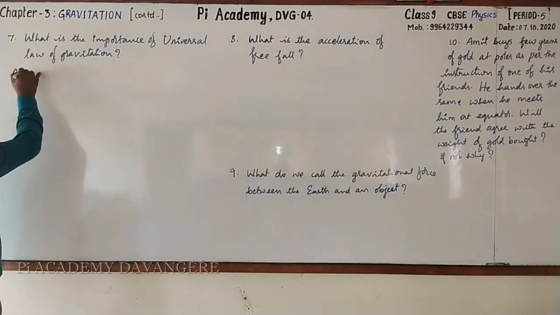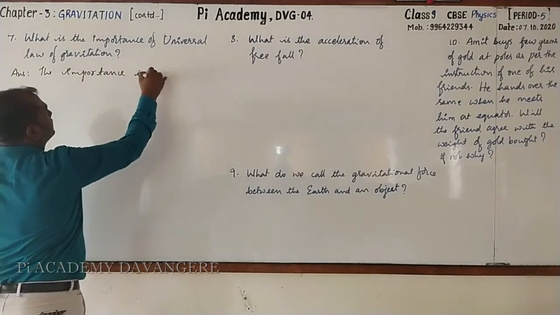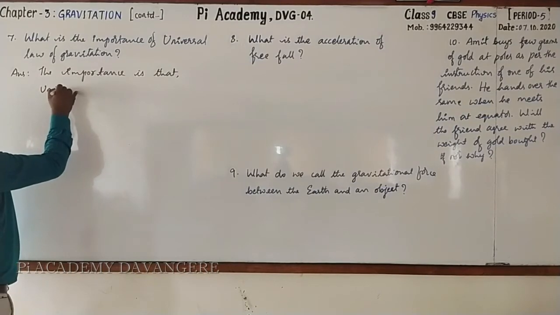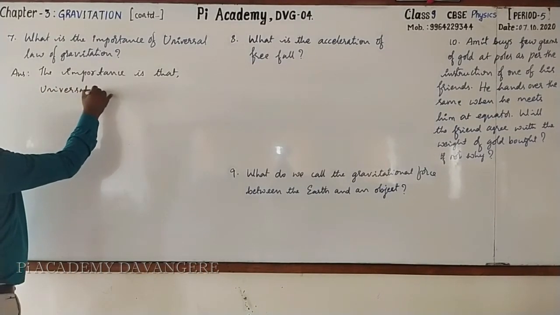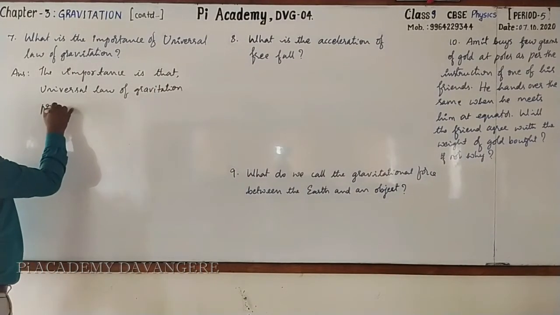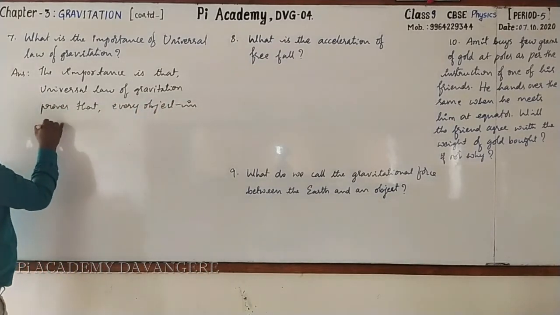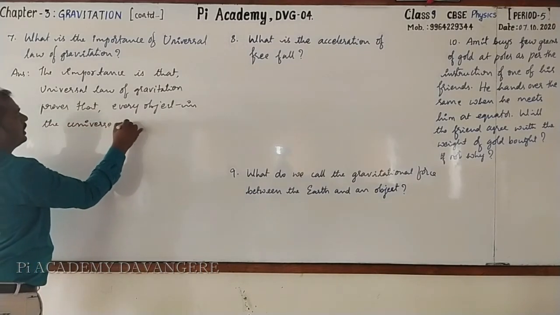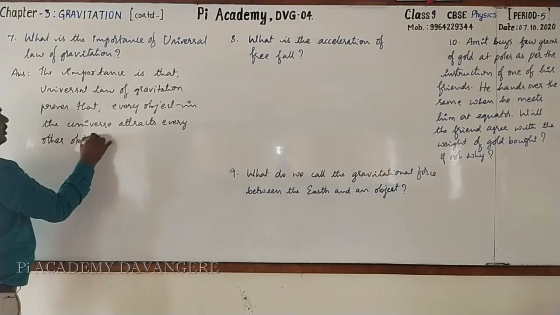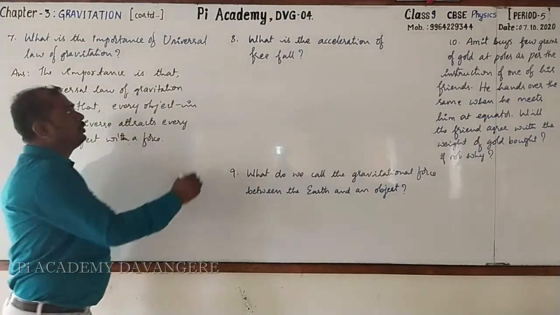So, let me write. Answer. The importance is that universal law of gravitation proves that every object in the universe attracts every other object with a force. Followed?